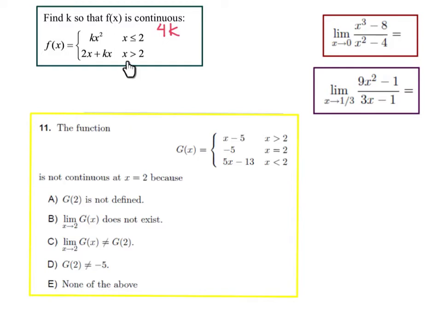If I plug 2 in to here, I get 4 plus 2k. And to be continuous, those two things must be equal. So I set 4k equal to 4 plus 2k. Subtract 2k from both sides, I get 2k equals 4. So k is 2.